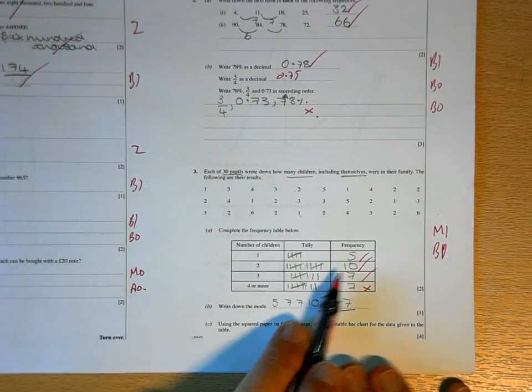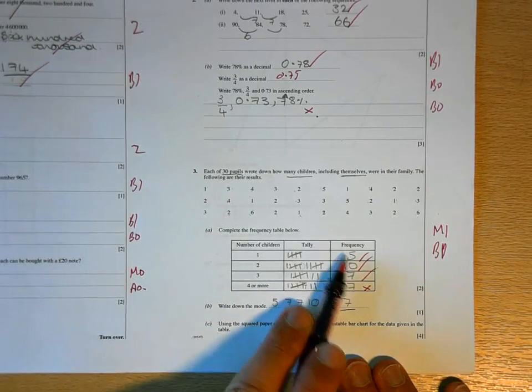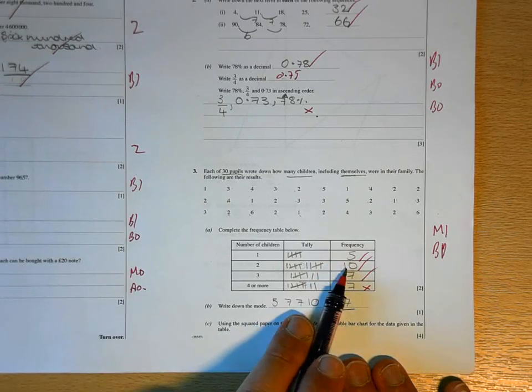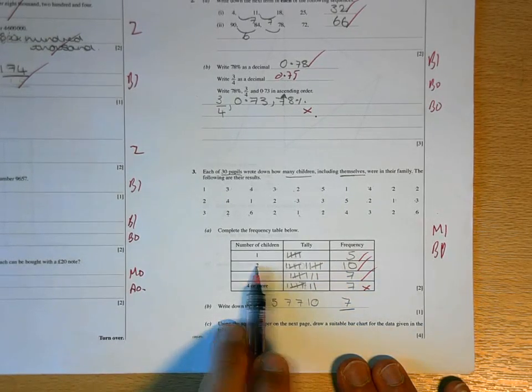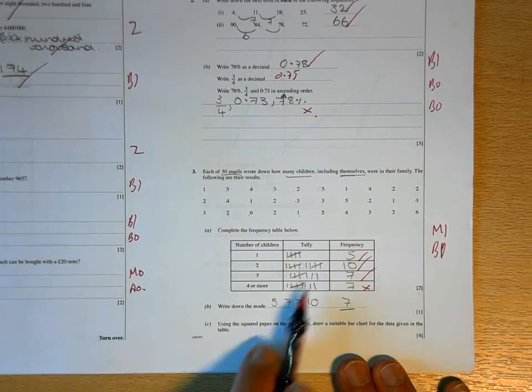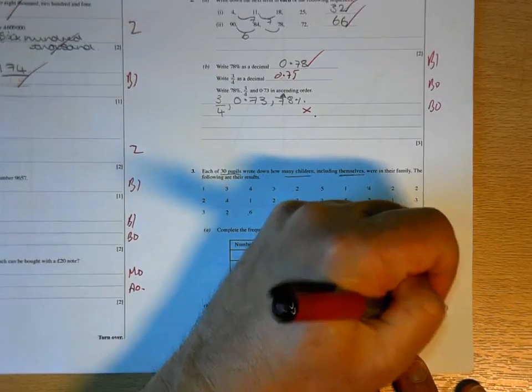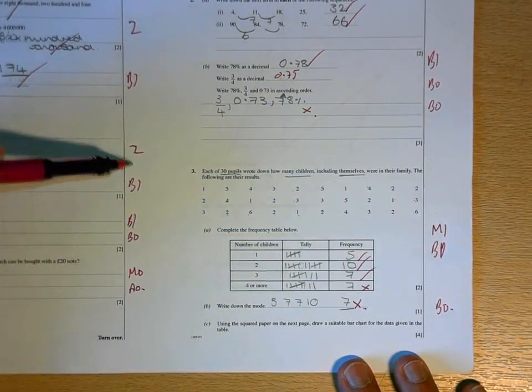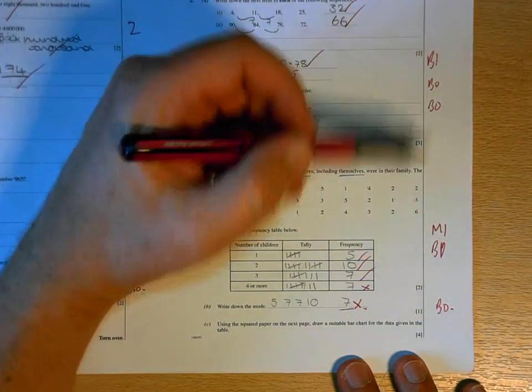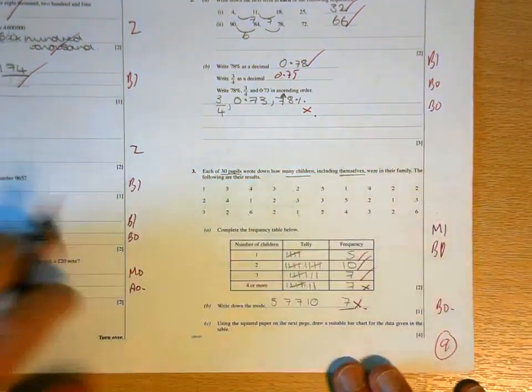The mode is going to be the number of children that happens most frequently. The one that happens most frequently is 2 because it's 10 there. So the mode is 2. Total for the page: 2, 3, 4, 5, 6, 7, 8, 9. 9 for the page.